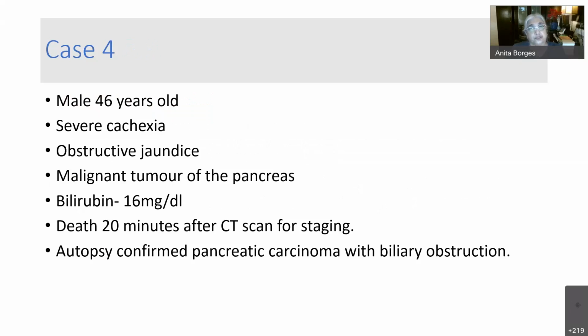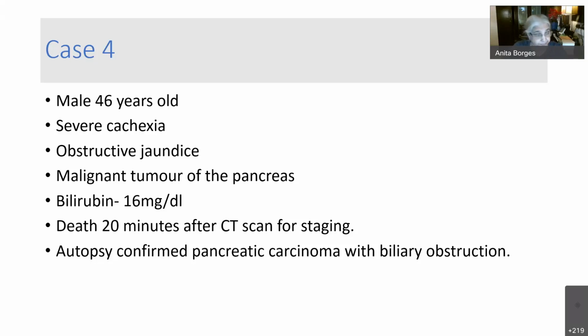Okay, let's go now to case number 4. This was a 46-year-old male who was severely cachectic. It was very obvious that he had a malignancy, he had obstructive jaundice, there was a malignant tumor of the pancreas. His bilirubin was 16 milligrams per deciliter. He came into the hospital to have a CT scan for staging, and he died 20 minutes after this CT scan for staging, okay?